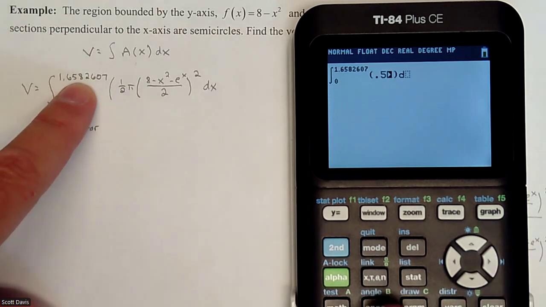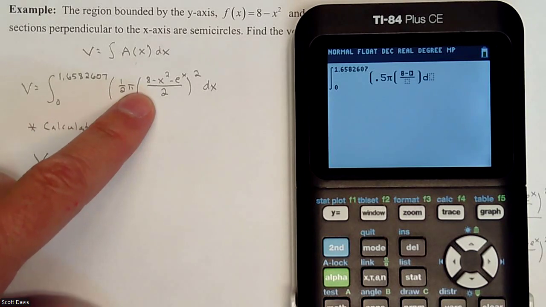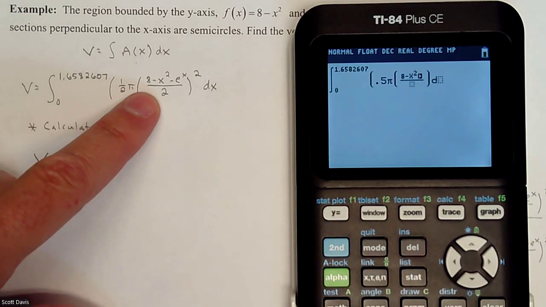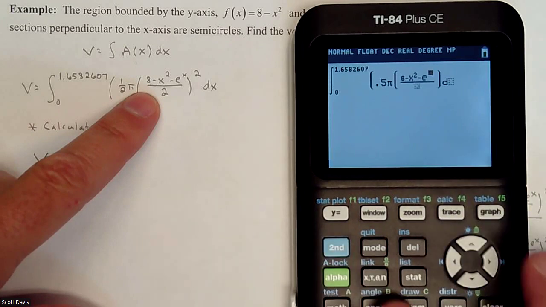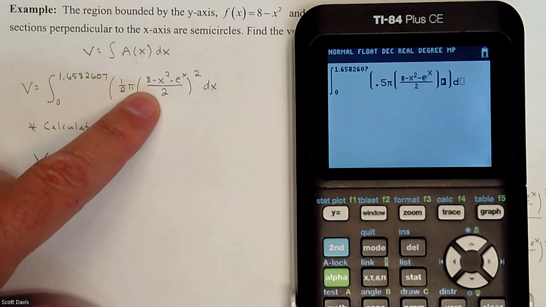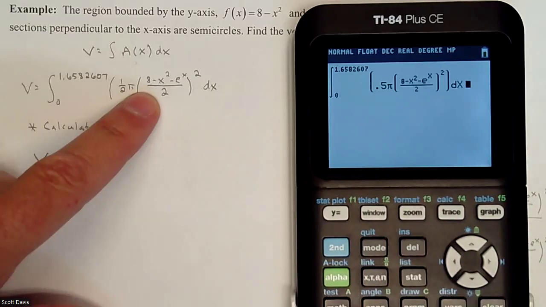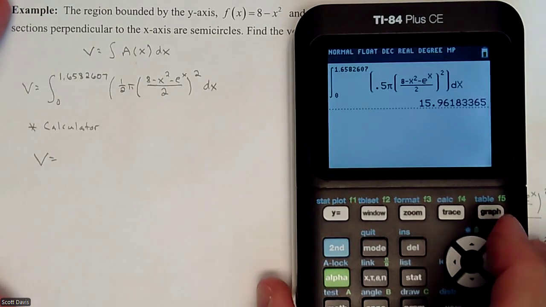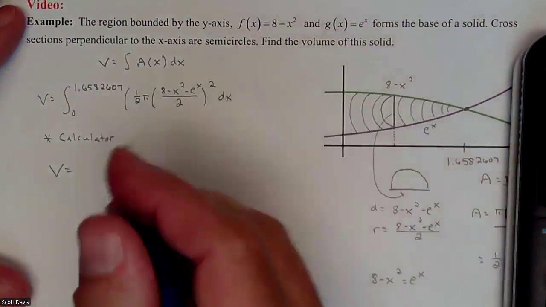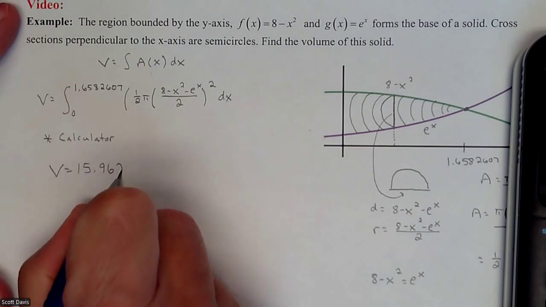And then we'll do 0.5 pi times fraction 8 minus x squared minus e to the x over 2, and then square that, because that's the radius squared. The calculator does all the math for us. So that gets us a volume of 15.962.